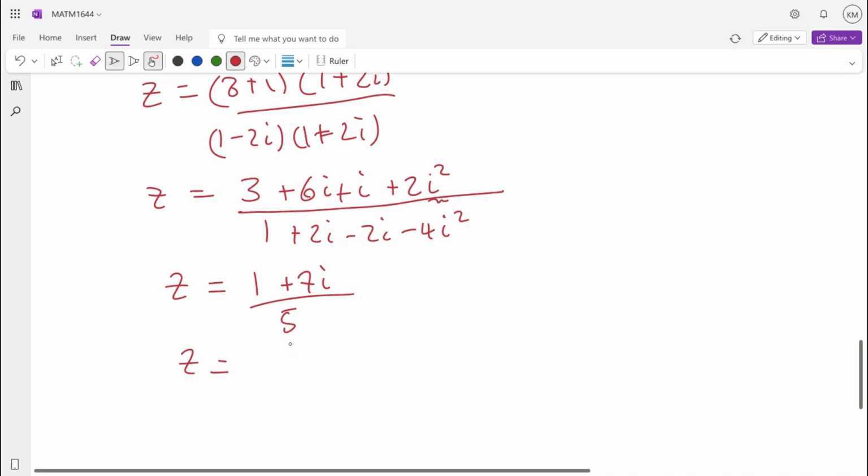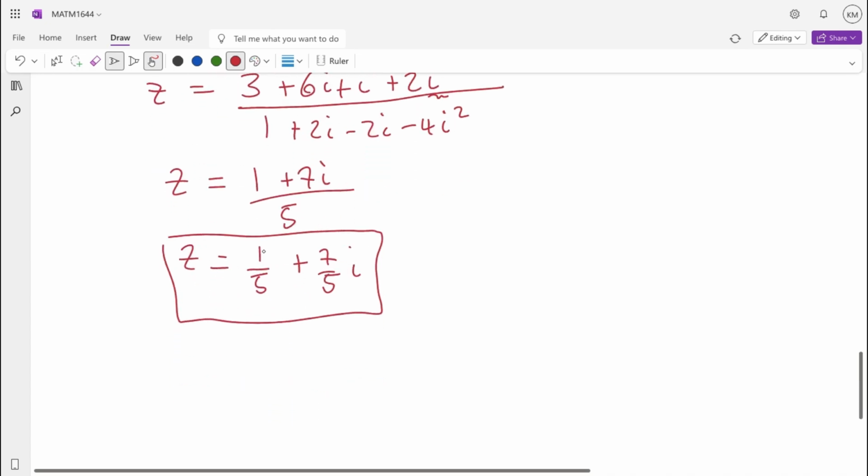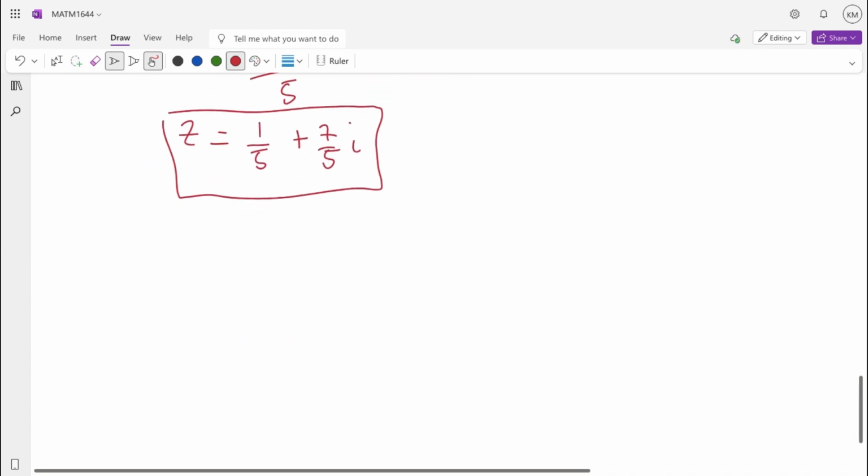So now if we write it in standard form, we basically are going to have 1 over 5 plus 7 over 5 i. So this is now expressed in the standard form. You can do the same with multiplication of two complex numbers and so forth. So this is just the arithmetic of complex numbers. So now let's move on to another concept.